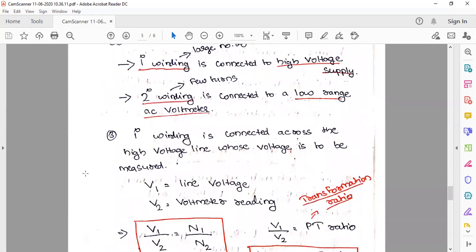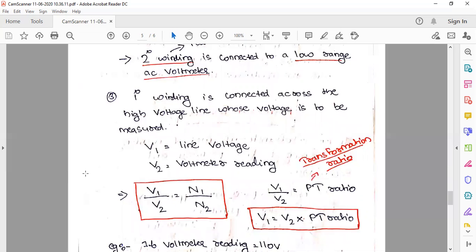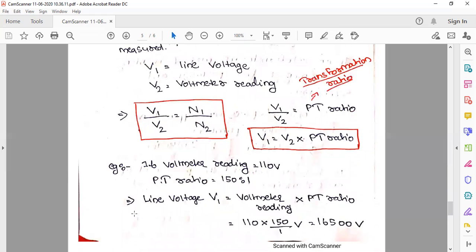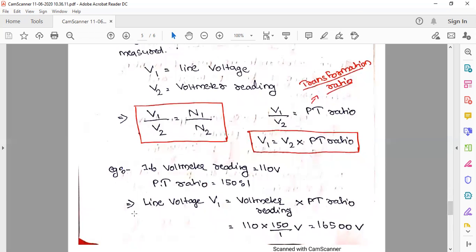The primary winding is connected across the high voltage line whose voltage is to be measured. That is V1 is equal to line voltage and V2 is equal to the voltmeter reading. So just like the transformer equation, we have V1 by V2 is equal to N1 by N2. So V1 by V2 is the PT ratio. There it was I1 by I2. Here V1 by V2 is the PT ratio, or what we call the transformation ratio. So V1 is equal to V2 into PT ratio. So if the voltmeter reading is 1 volt and the PT ratio is 150:1, then the line voltage will be V1, same, just multiply. Yeah, that is a voltmeter.